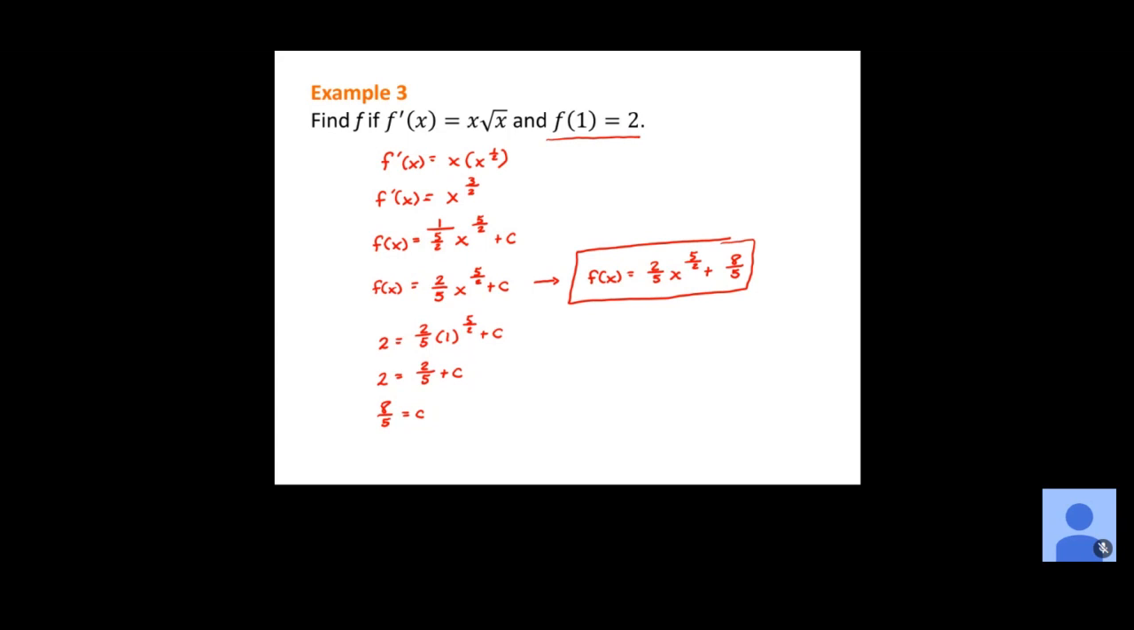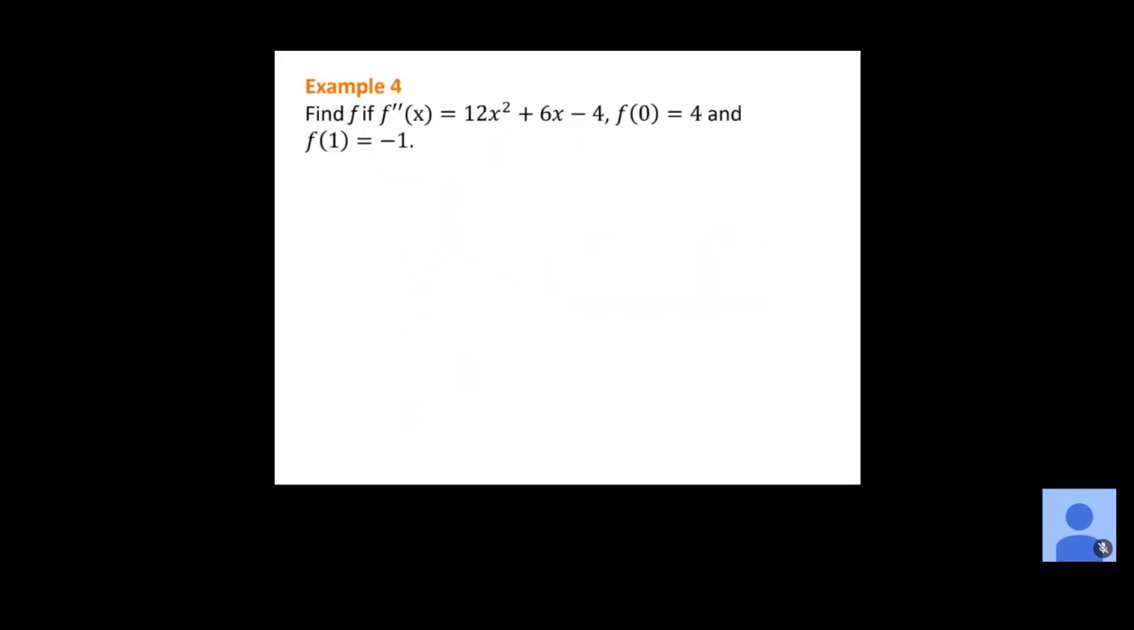Again, always look for ways to simplify that derivative first, okay, so that you can actually take the antiderivative of whatever you got. All right, now this time we're trying to find f. They give us that f double prime of x is 12x squared plus 6x minus 4. And this time we actually know two pieces of information. F of 0 is 4 and f of 1 is -1.